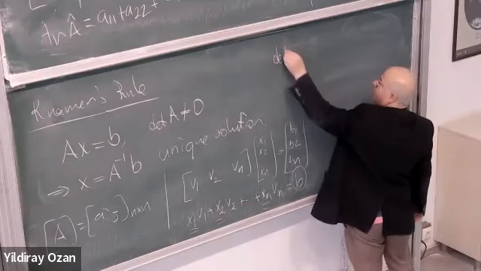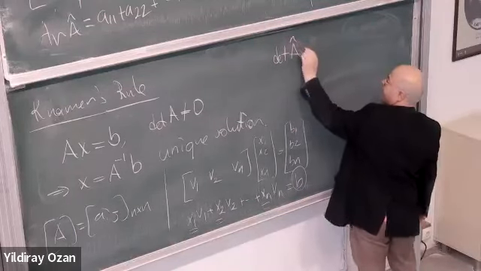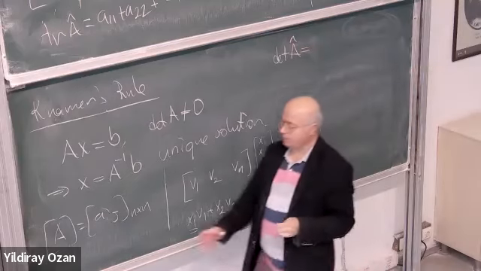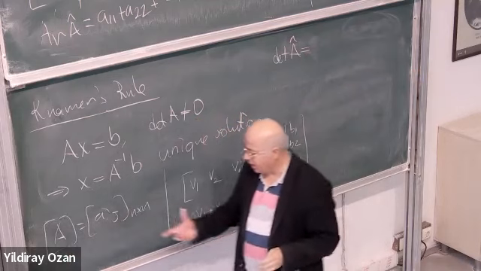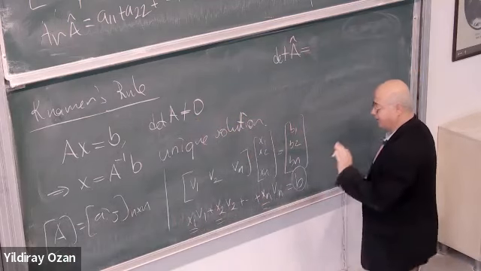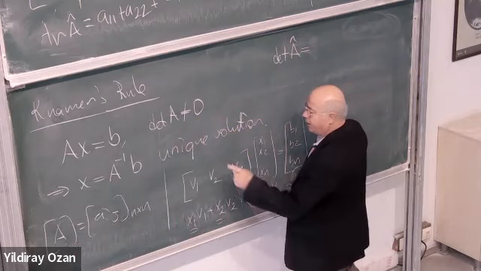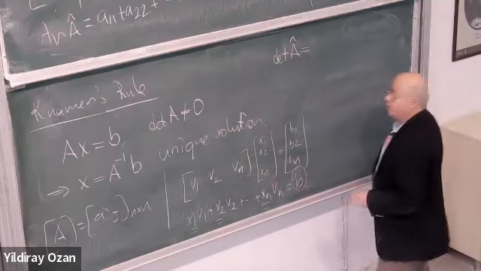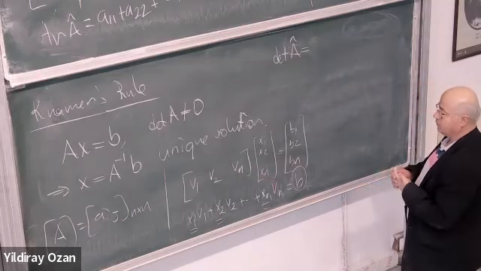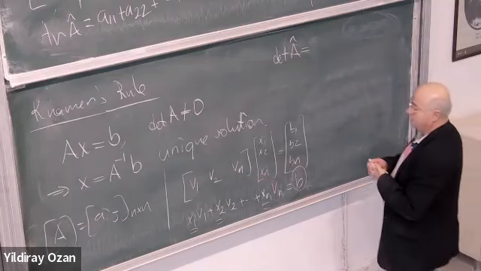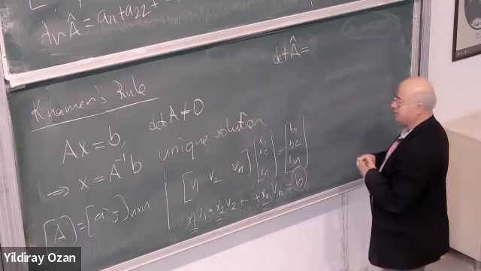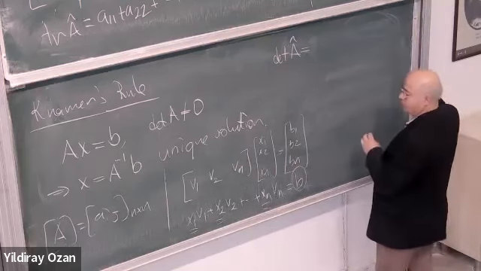The determinant of A hat is nothing but the determinant of the matrix Aij, right? And that is nothing but just the wedge of these vectors.